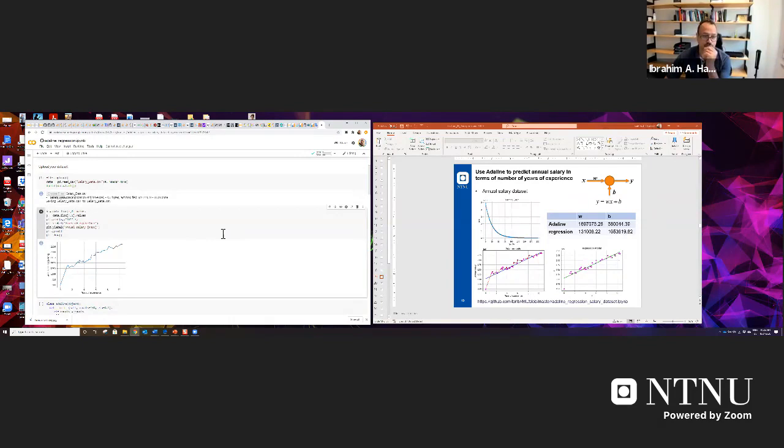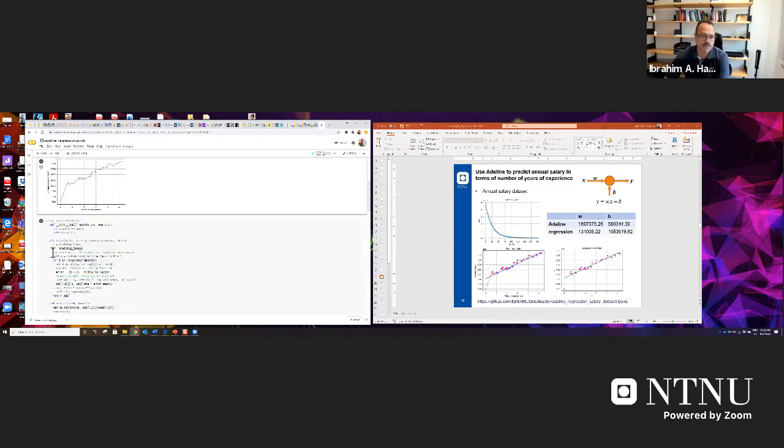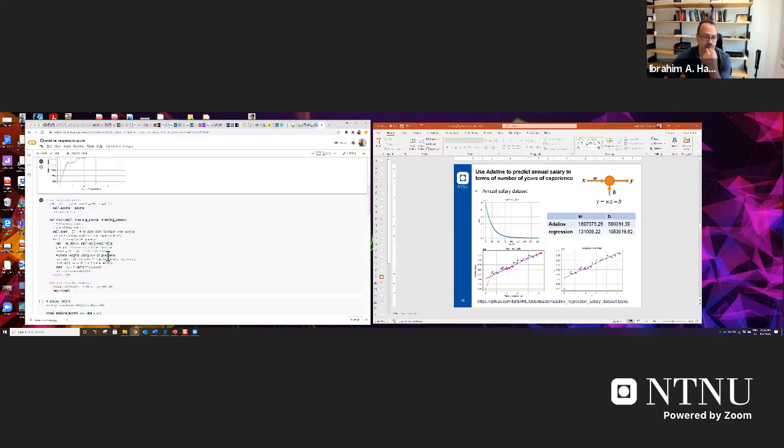We can plot X with Y. X will be the first column, Y will be the second column. The first column is years of experience, and the second column is annual salary. Imagine it's in NOK, 1,000 NOK. So this is our function. It's exactly the same as the one which we just did for the classification problem for iris. I mean, there's no difference.